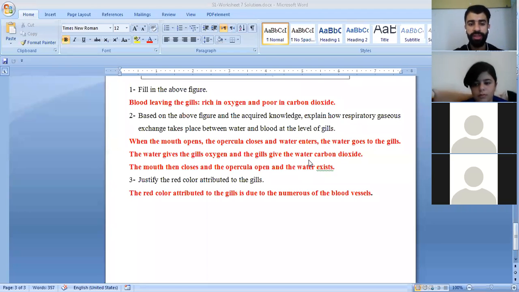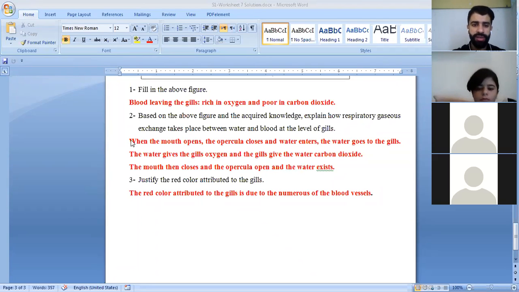So you have to know that when the mouth opens, the operculum closes, the water enters and goes to the gills. The water is rich in oxygen, so it gives the gills oxygen and gets carbon dioxide from the gills. We don't need it. We want to exhale it and release it outside of the fish. So when the mouth closes and the operculum opens, the water will exit.